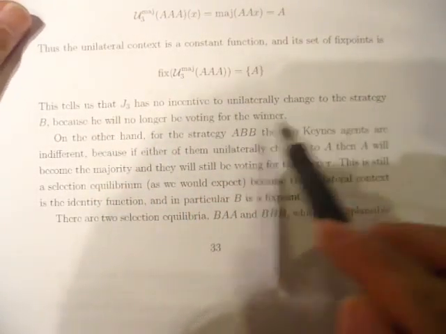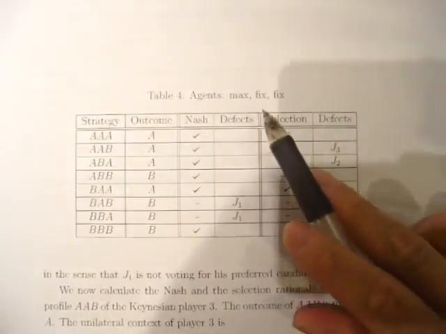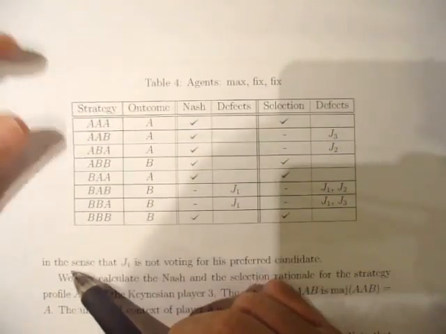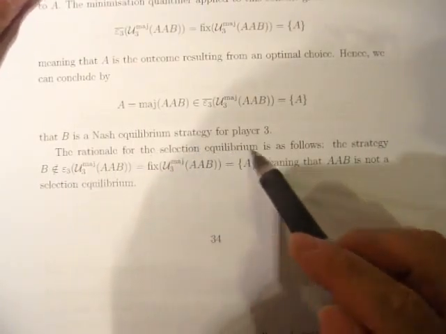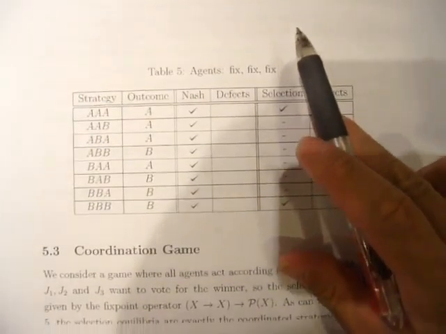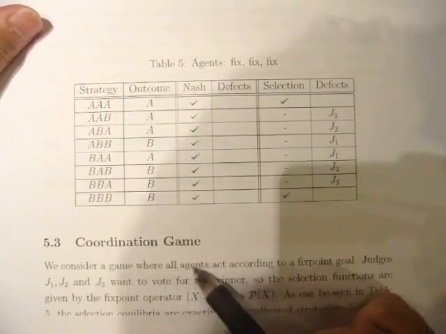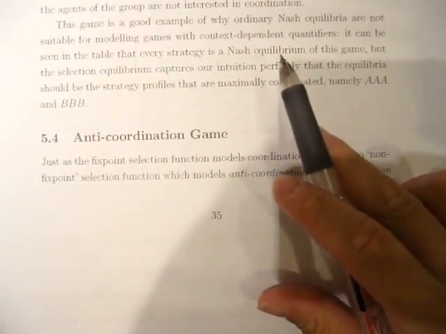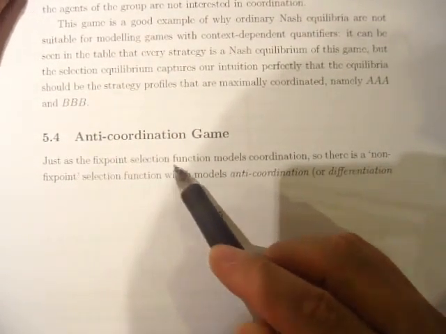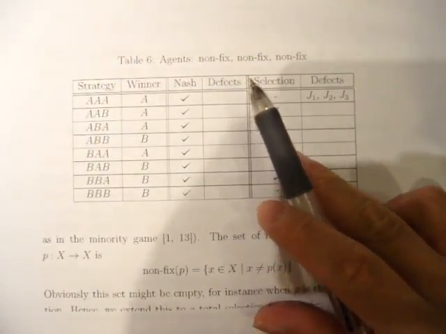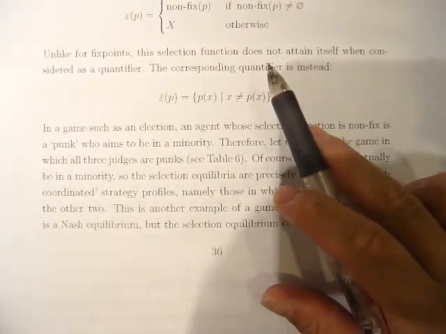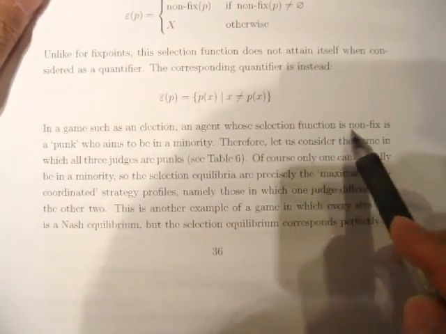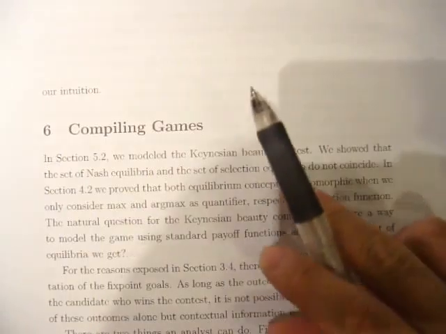This equation is changing strategy because benefits of the winner. Table agent max senses the perfect candidate. And relation section equilibrium 4. Coordinate the game, consider the game agent according. Anti coordinate the game, just a fixed point section model coordinate. Agent of function, majority game, football function. Its game sets correct section of the function is a majority.